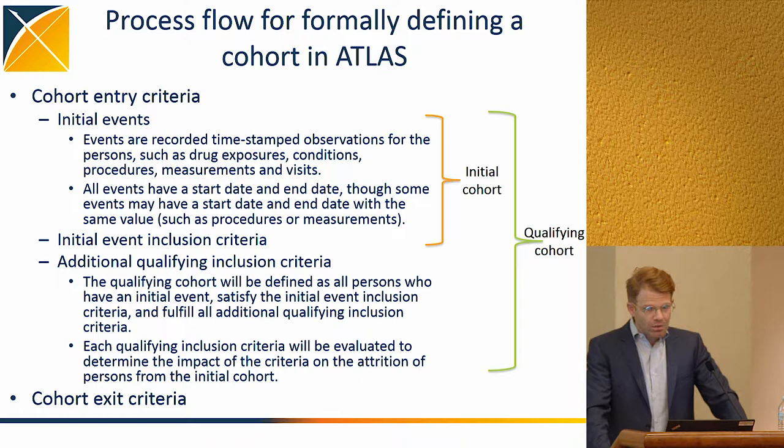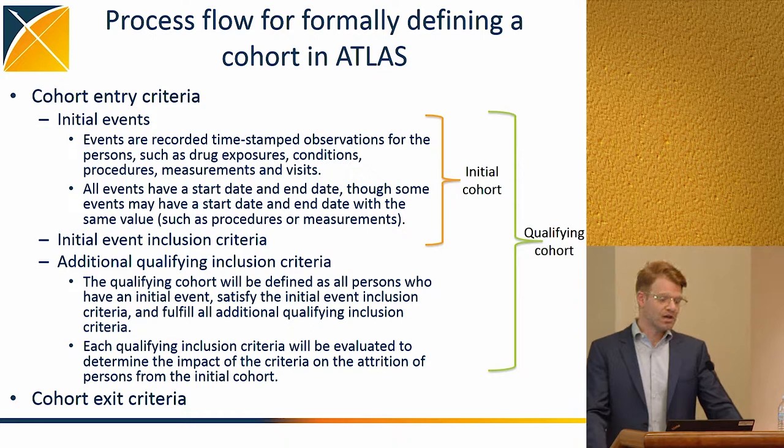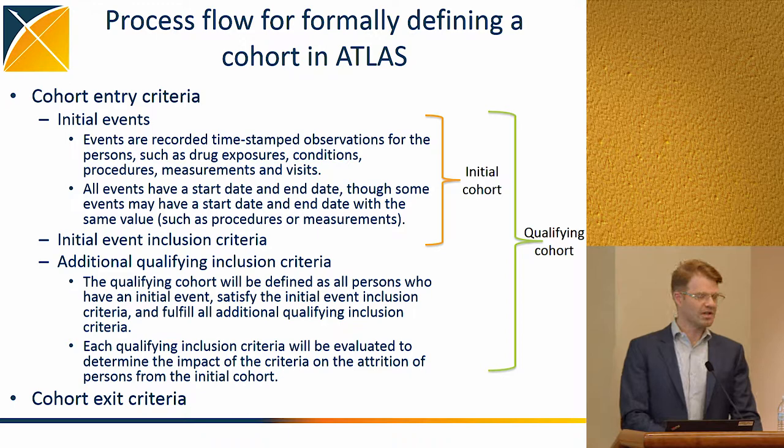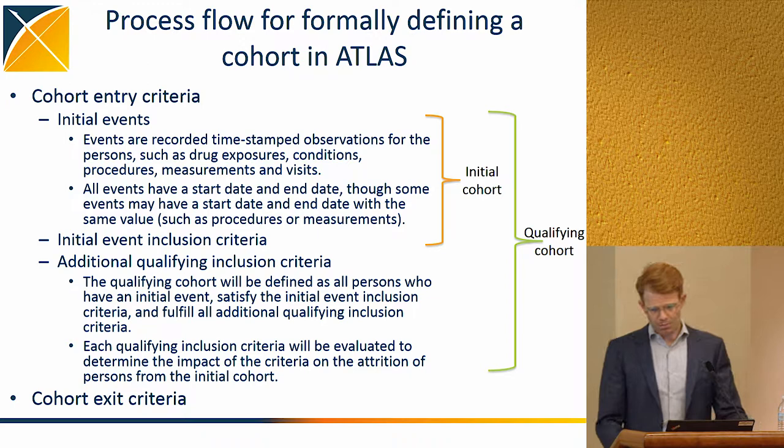Once you have defined your initial criteria for getting into the cohort, you can add additional qualifying inclusion criteria. So say you're not only interested in new users of an SGLT2 inhibitor, but you want to make sure that new users of this drug have had a diagnosis for type 2 diabetes, but not type 1 diabetes, in the year or so beforehand. Your initial event is new use of this drug, but you want to make sure that the people are using this drug for a particular condition, so you include this qualifying criteria to then restrict your initial event down to the more accurate population that you're looking for.